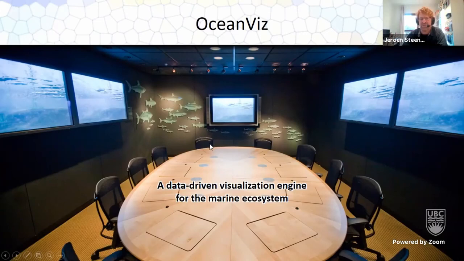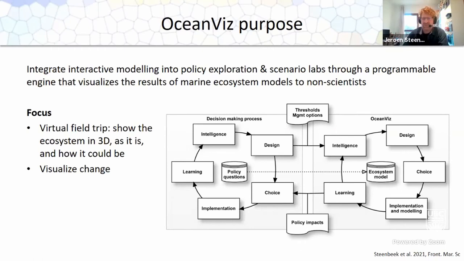And then on the screens around you, you see the ecosystem come to life. You don't see graphs and charts. No, you see 3D fishes and animals in a simulated underwater environment driven by Ecopath. That's in a nutshell, OceanVis. The paper for this thing just finally came out a few weeks ago. Here's the reference, feel free to look it up.